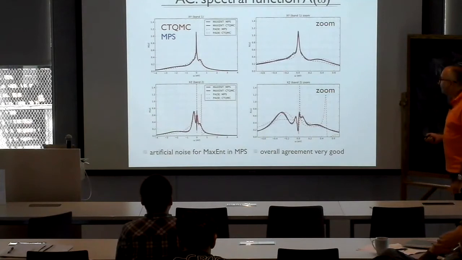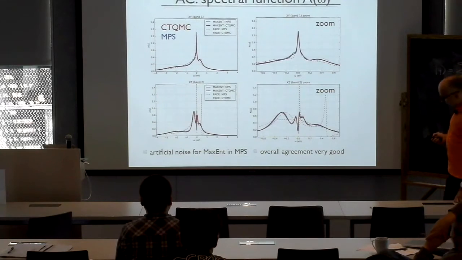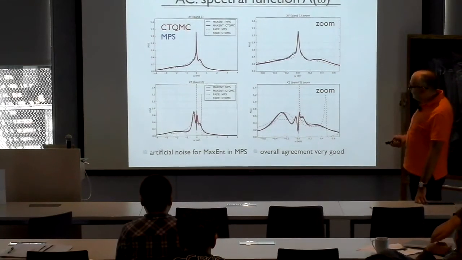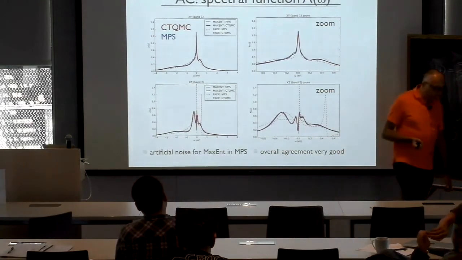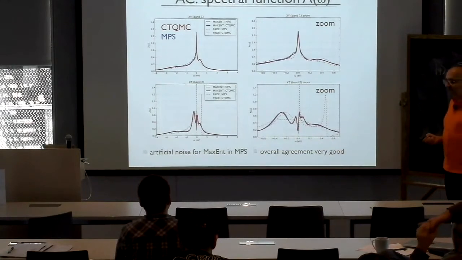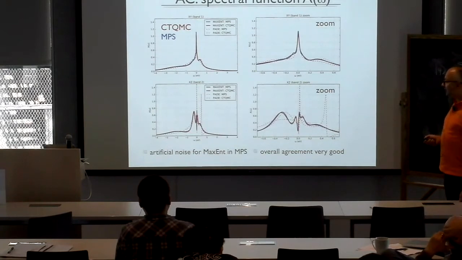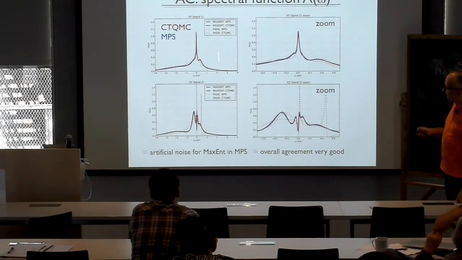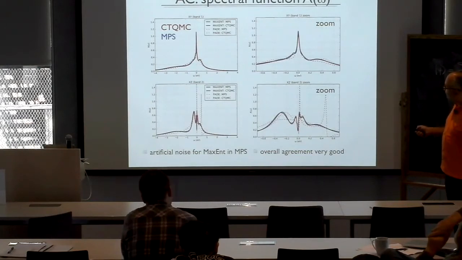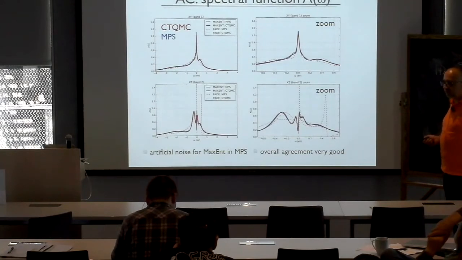Padé gave bad results all the way, but MaxEnt was the method to use here. For MaxEnt applied to matrix product state results, because they are noise-free, you have to introduce some artificial noise. The noise which Manuel introduced, because this was his work, was actually of the same order as the noise of the CTQMC results. And then that's what you get. This is a larger picture of the two bands, and this is zooming in at the small frequencies. And we would say that the agreement is about as good as you could possibly expect.